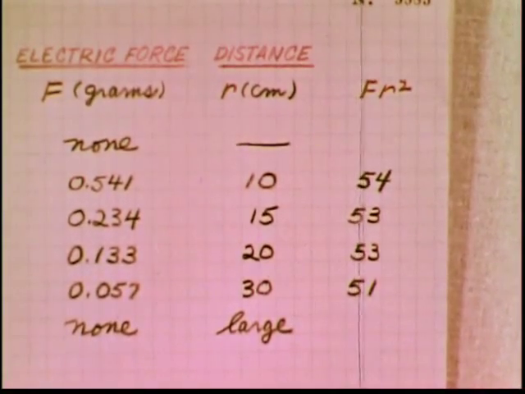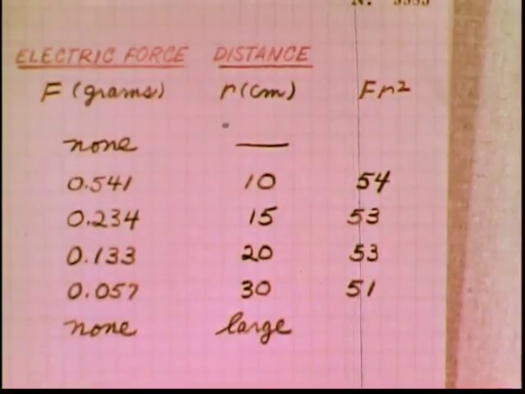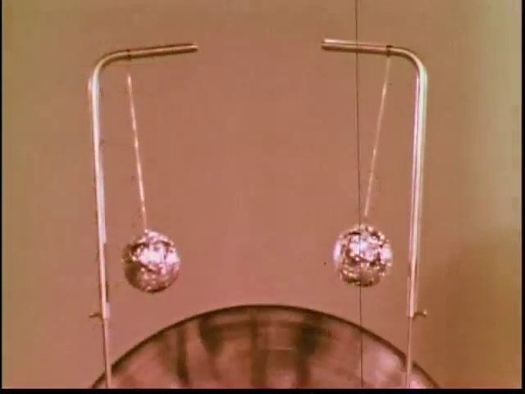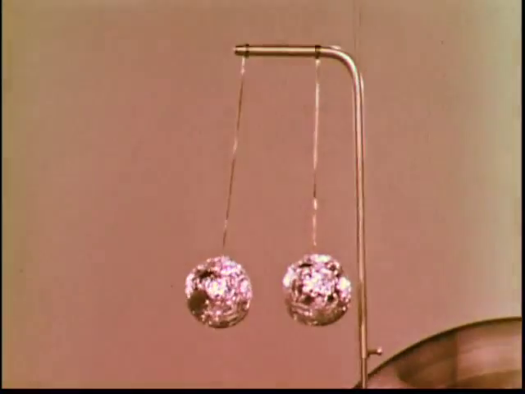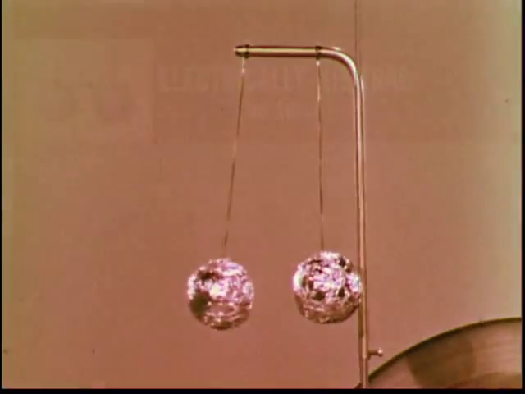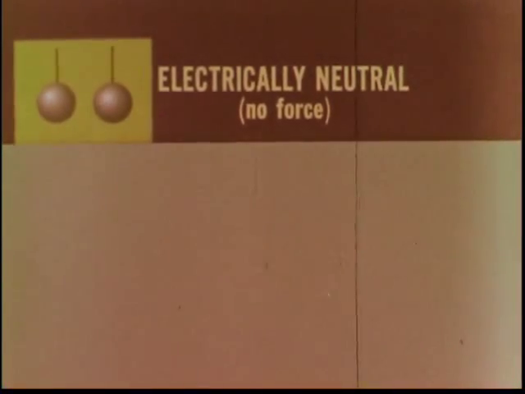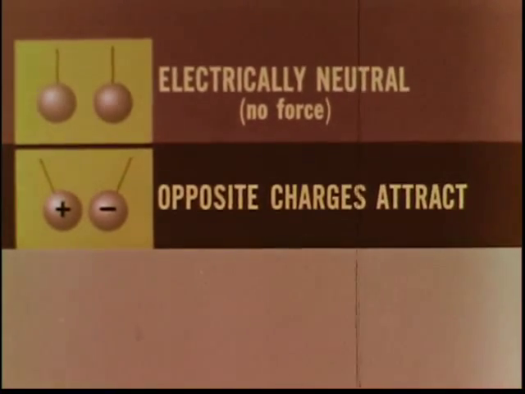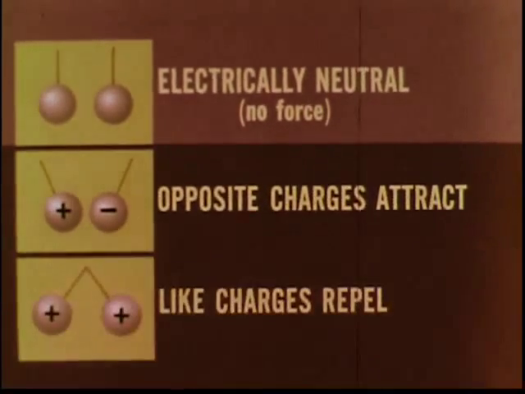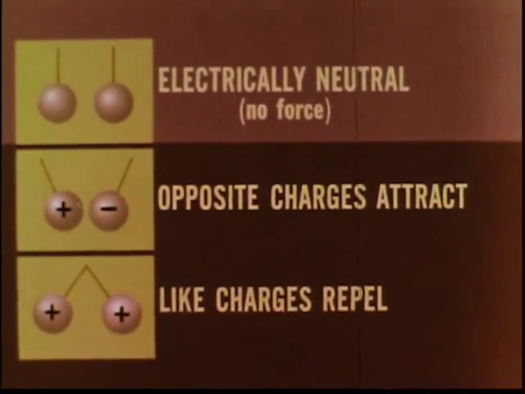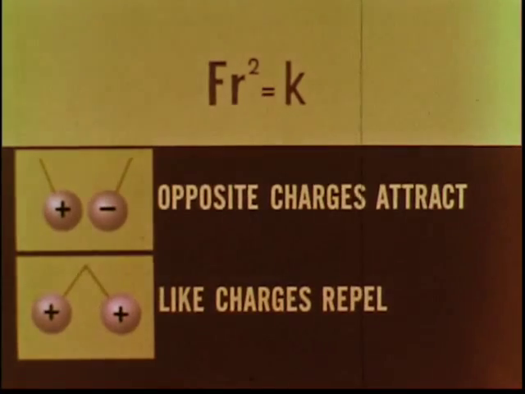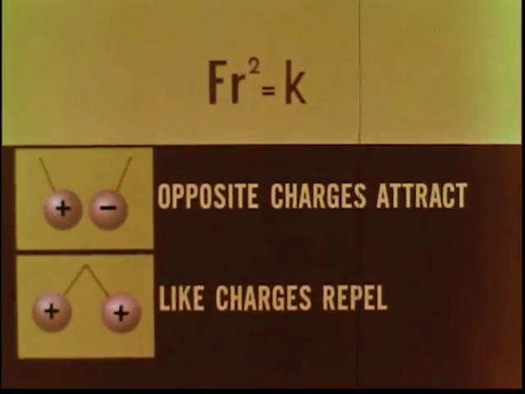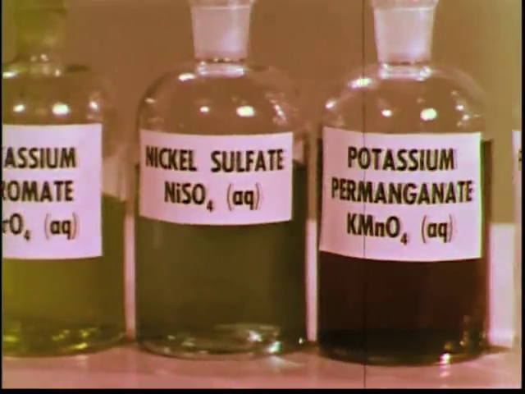This relationship, F times r squared equals K, applies to the interaction of oppositely charged spheres. It also is found to apply to the interaction of like charges. Thus far, we have seen that uncharged, that is, electrically neutral objects exert no force. Opposite charges attract, and like charges repel. The force of interaction between two charged objects varies with the distance between them. Let's apply these ideas to chemical behavior.